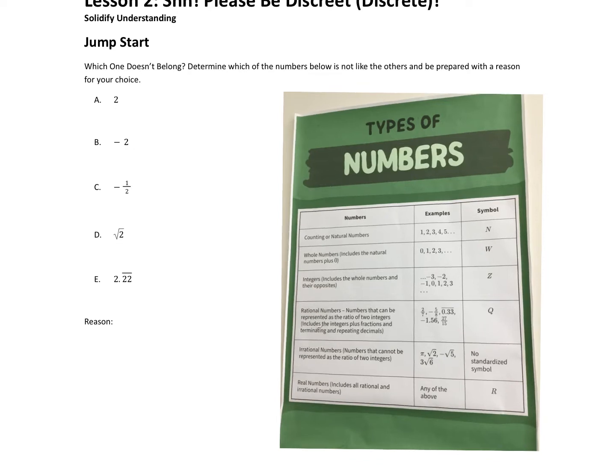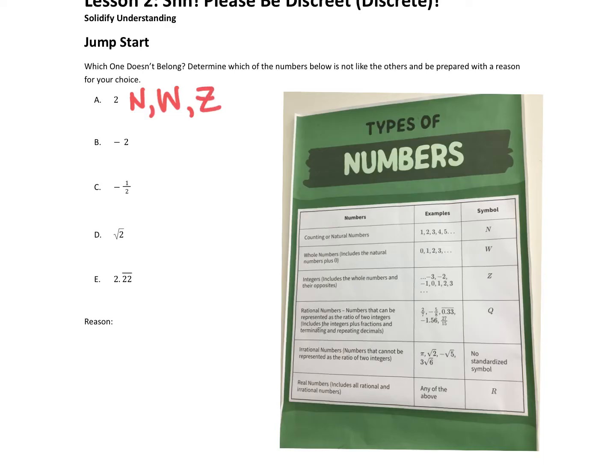So let's see where 2 belongs. It looks like 2 can be considered a counting or natural number, so I'm going to put a capital N here by 2. It can also be considered a whole number. It can also be considered an integer, right? Positive 2 is part of the integers.